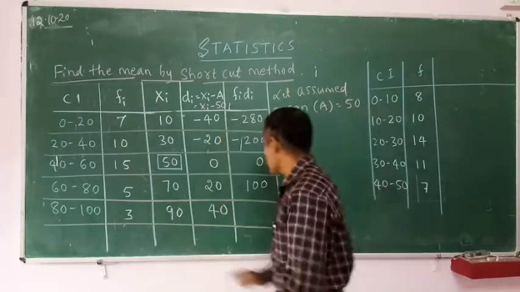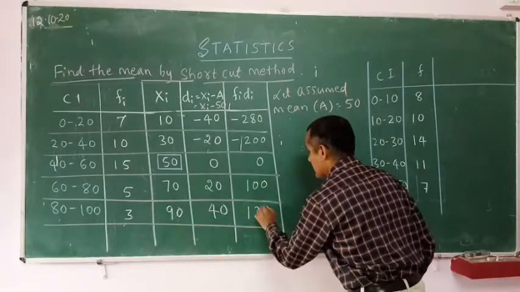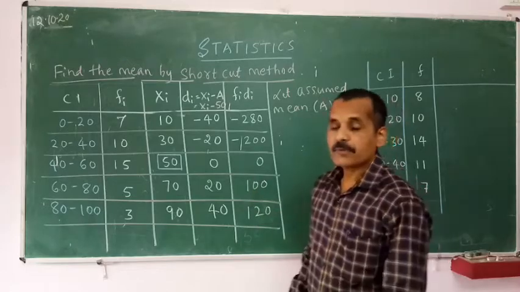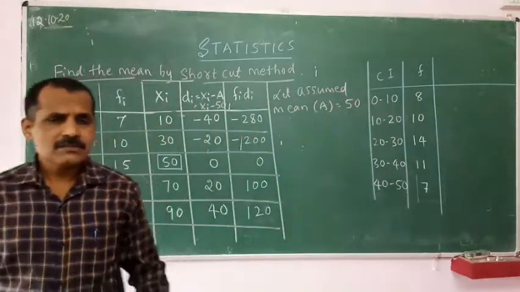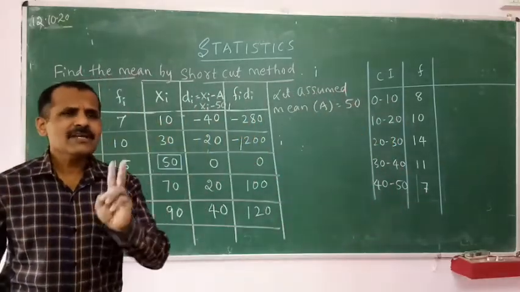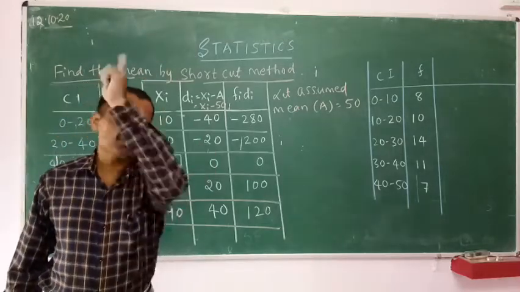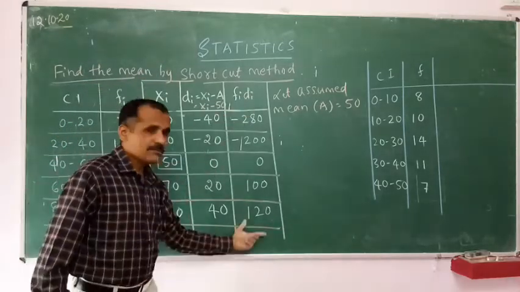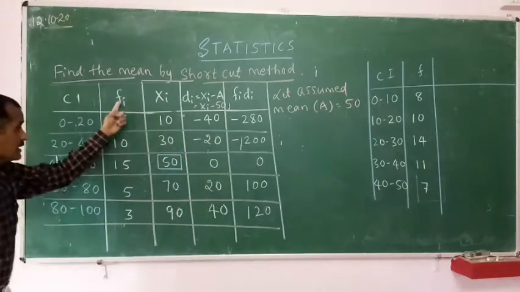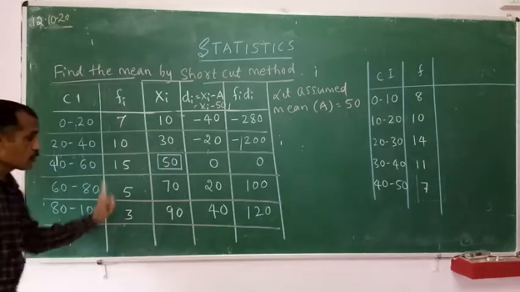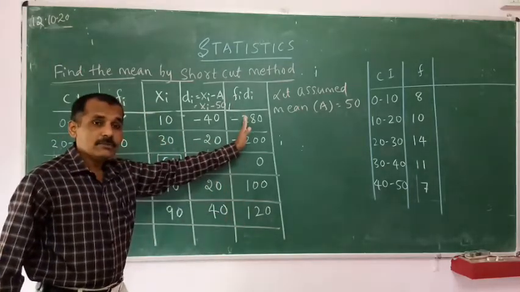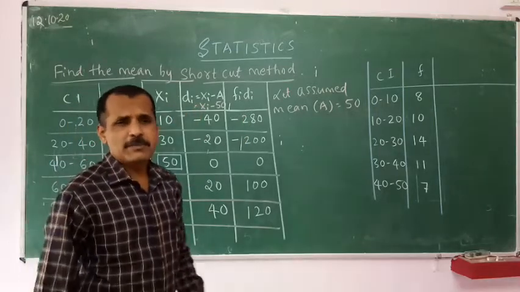And 43 is 120. After this, you have to add it. Always, you have to add 2 columns. One is the last column, and the second is always the frequency column. These 2 columns should be added. Last column, whatever the method it may be.